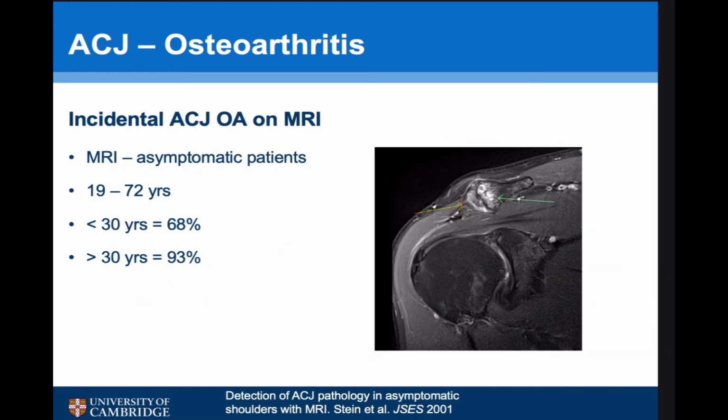As we mentioned in the introductory talk, osteoarthritis at both the SC joint and AC joint are very common. This is a study that looked at asymptomatic patients who had an MRI scan between the ages of 19 and 72, and they found that 68% of patients under the age of 30 had MRI evidence of osteoarthritis, and 93% of patients over the age of 30. So these are asymptomatic patients. So osteoarthritis is very common. You only need to treat it if it's symptomatic.